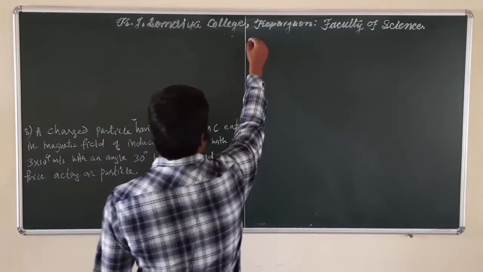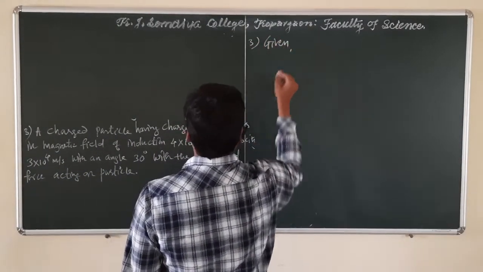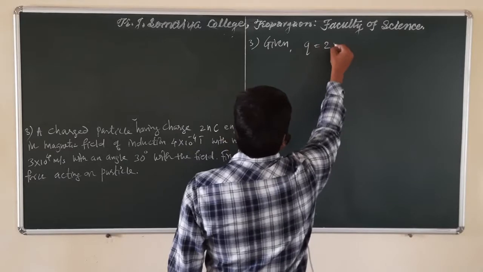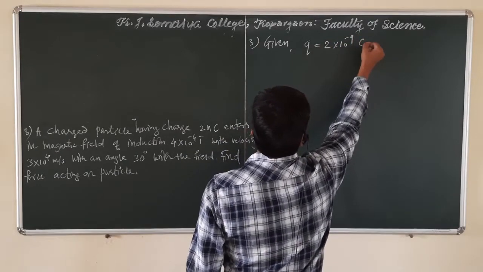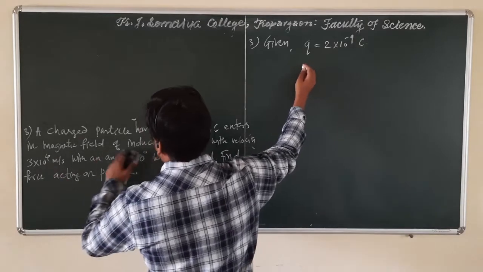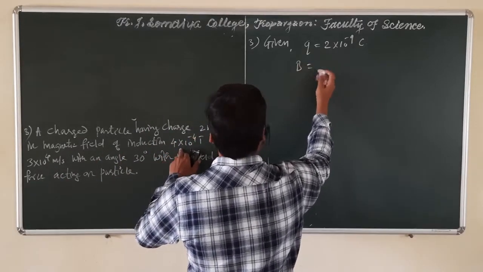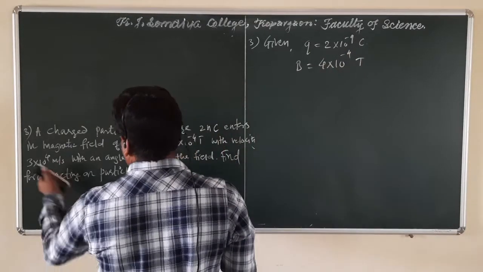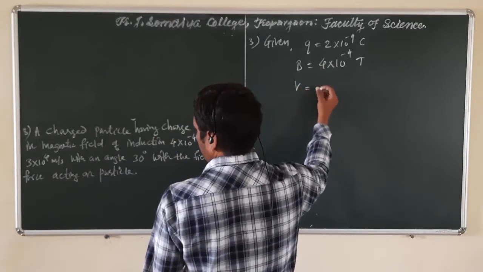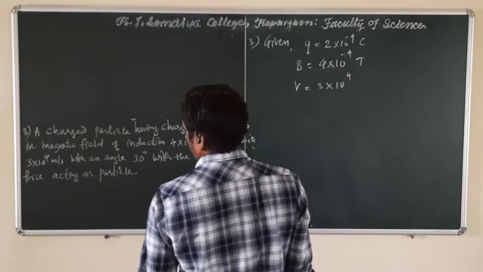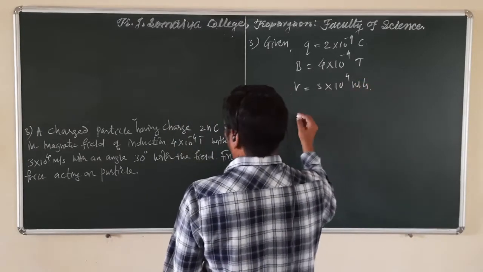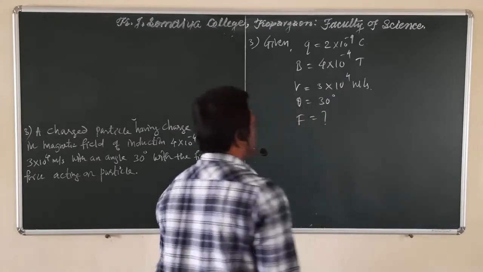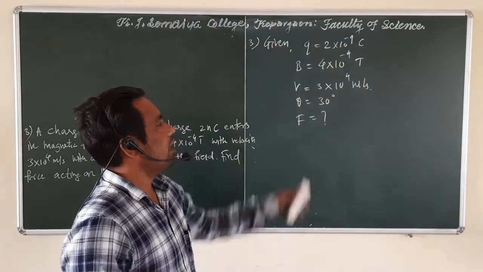So first of all, given, what we have given: charge q, 2 nanocoulomb, so we can write it as 2 into 10 raised to minus 9 coulomb, enters a magnetic field of induction B. Value of magnetic induction B is 4 into 10 raised to minus 4 Tesla with velocity V, which is given 3 into 10 raised to 4 meter per second at an angle 30 degree, and we have to find the force. All these quantities are now in MKS units.